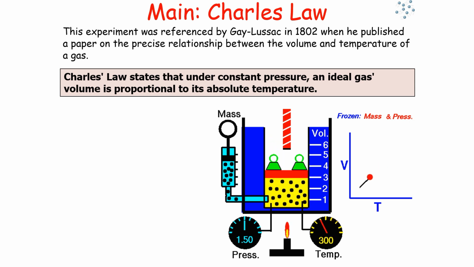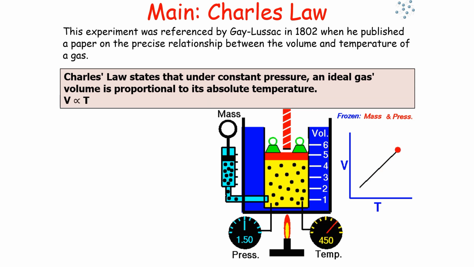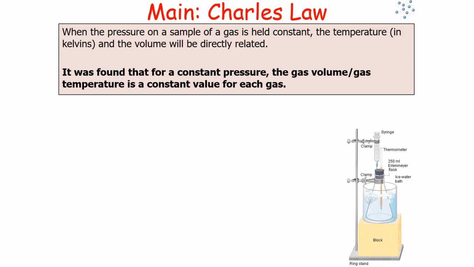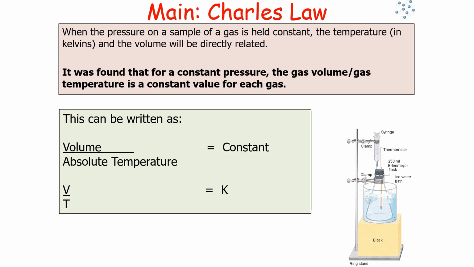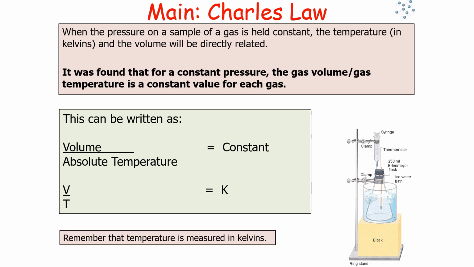Now Charles' law states that under constant pressure, an ideal gas's volume is proportional to its absolute temperature. So V is directly proportional to T. When the pressure on a sample of gas is held constant, the temperature in kelvins and the volume of the gas will be directly related. It was found that for a constant pressure, the gas volume divided by the gas temperature is a constant value for each gas. So we can say that volume over absolute temperature is equal to a constant, but only when the temperature of the gas is measured in Kelvin.